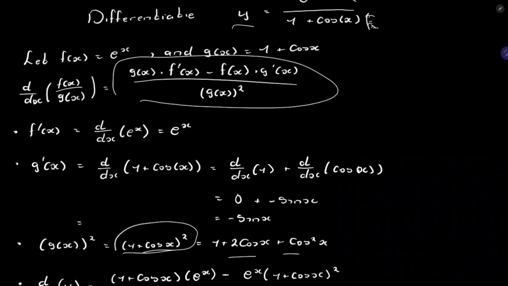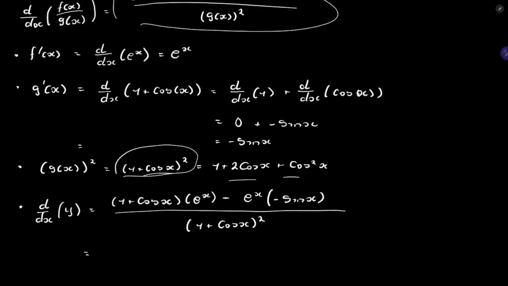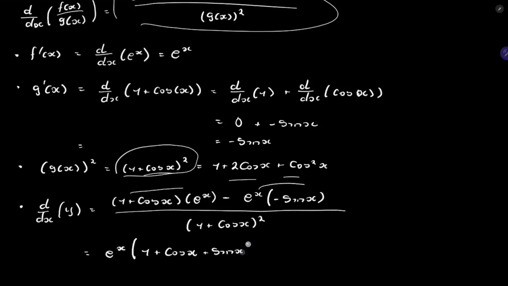But sorry, I made an error. The derivative of the bottom is not this. I used the square of the bottom as the derivative of the bottom. And what is the derivative of our bottom? Minus sine x, all that now divided by the square of our bottom. This leaves us with the expression e to the x. We can factorize e to the x on both sides, since it's common to both terms, leaving us 1 plus cos x plus sine x, all divided by 1 plus cos x squared.